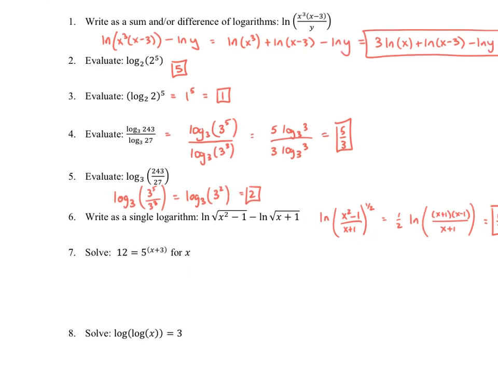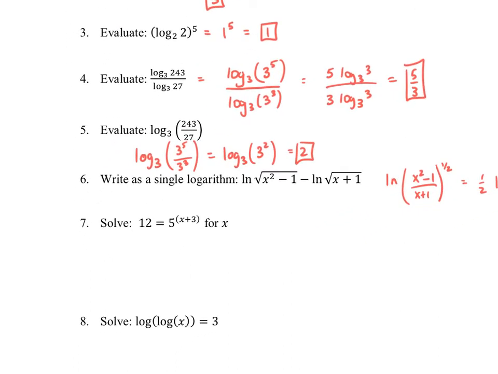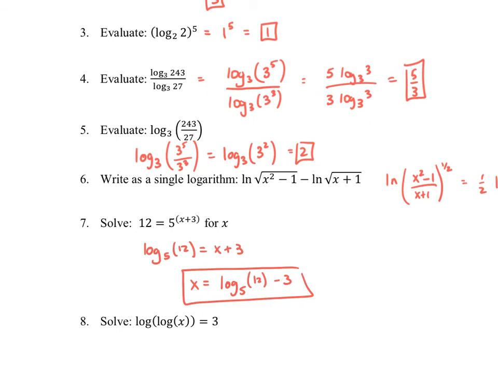Okay, number 7. So this is a perfect example of utilizing logarithms. So we have log base 5 of 12 equal to x plus 3. And without a calculator, I guess we'll just subtract 3. So we have log base 5 of 12 and then minus 3, whatever decimal that becomes.